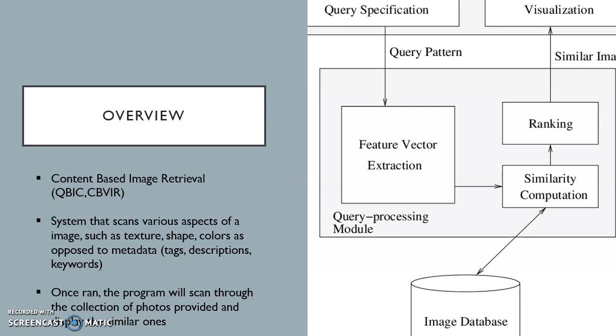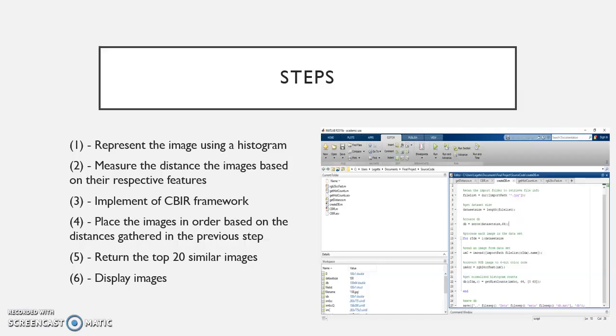So like I said, the program will run through all the images that we got, and it will show a collection of all the photos that are similar to one another. So there's 6 basic steps, well, more like 5 steps to completing content-based image retrieval.